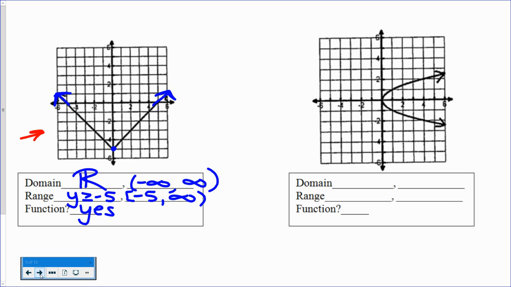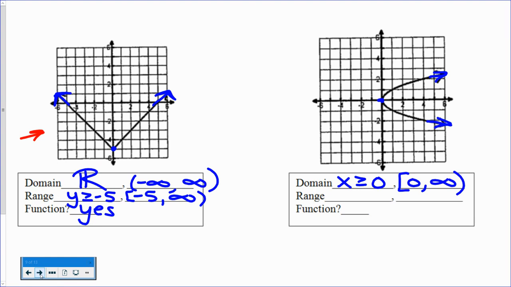Okay. Last graph we'll take a look at. For domain, I'm looking across the x-axis. So this is the farthest left it goes, but then it points off forever and ever to the right. So that means we're starting at 0, we're ending towards infinity. 0 would be solid, infinity we can't reach. My domain then would be x must be greater than or equal to 0.